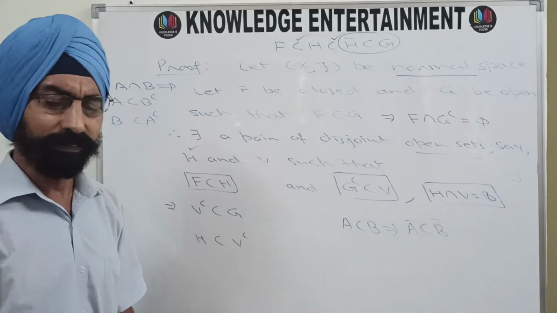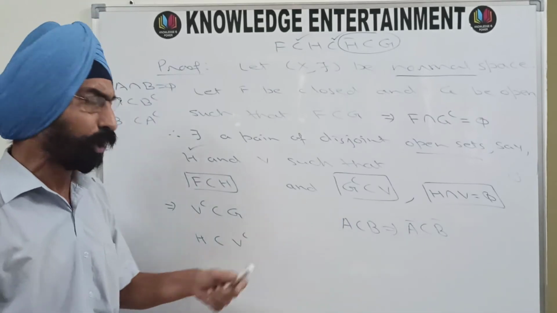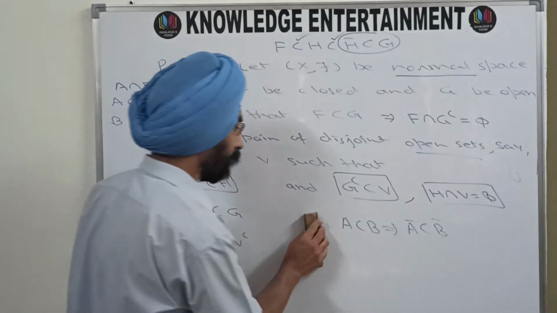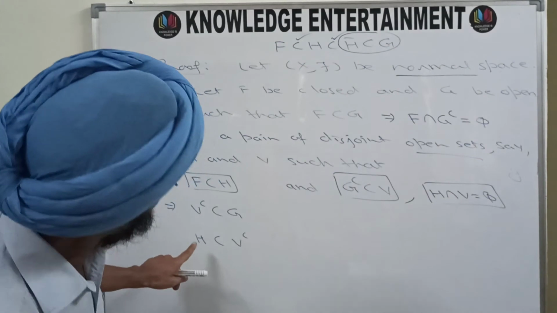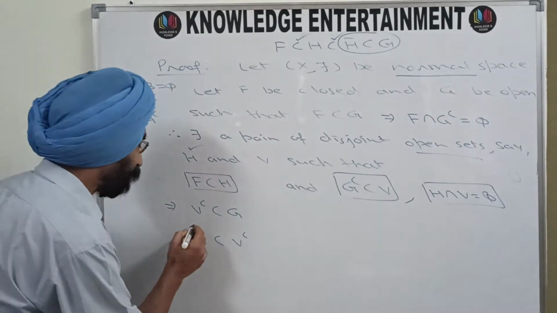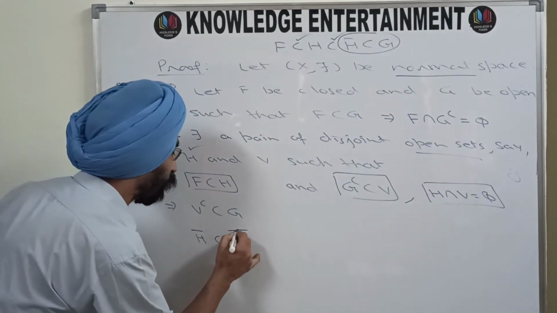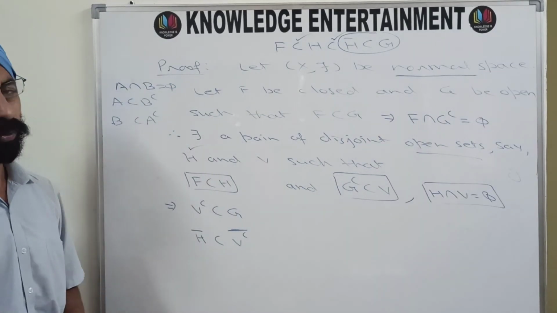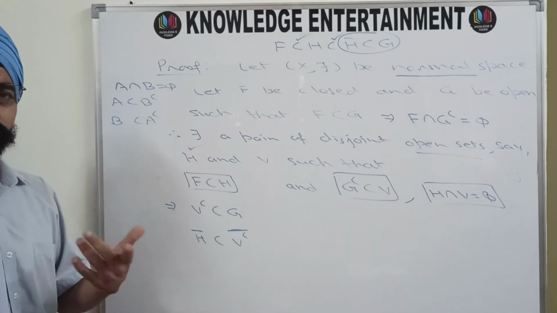That is also a well-known result from your previous knowledge of topology. So this result I am going to use here. Here, H is a subset of B complement. That means H bar is a subset of V complement bar.